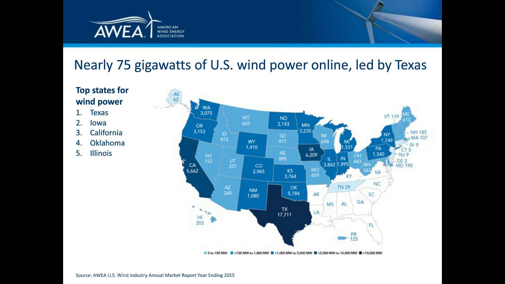Texas, in recent years, has continued to be the market leader. We installed almost 3.5 gigawatts of new installations in 2015. Oklahoma is following quickly on Texas's heels with more than 1.4 gigawatts installed last year. So we're seeing strong growth in those markets as well.